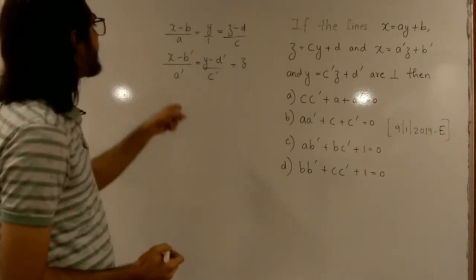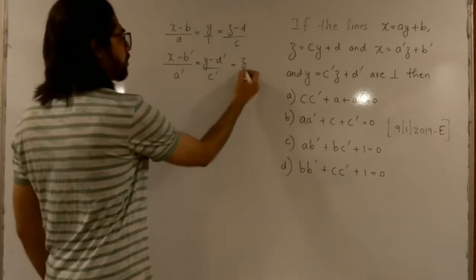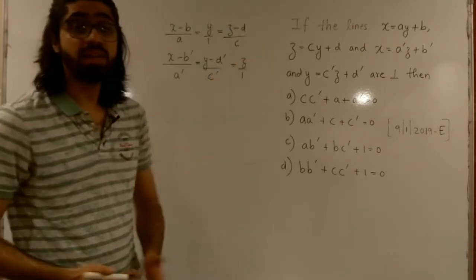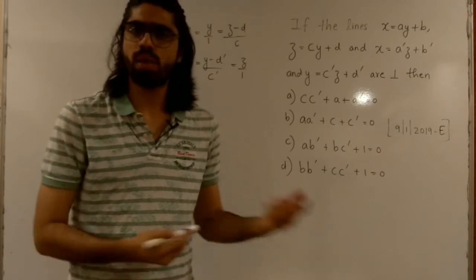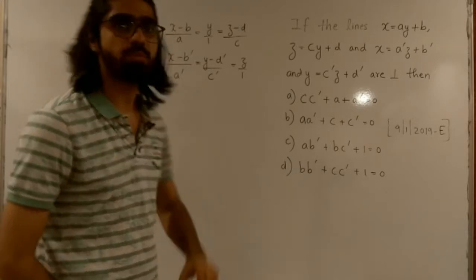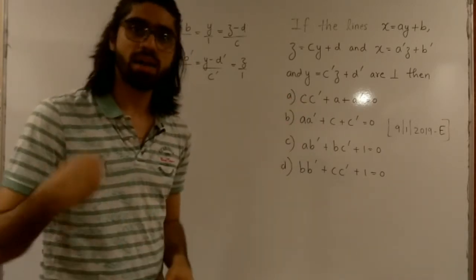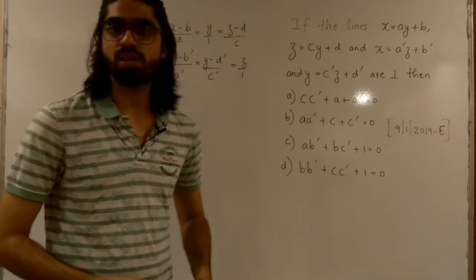So finally I have this term and this term, both of them equal to z, and I will think of it as z upon 1. Finally I have my two lines, and the question says that these two lines are perpendicular to each other, and because these two lines are perpendicular to each other, I will say that a vector parallel to both the lines are also perpendicular, and which is why their dot product will be 0.